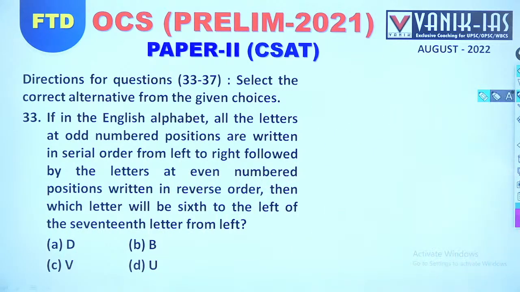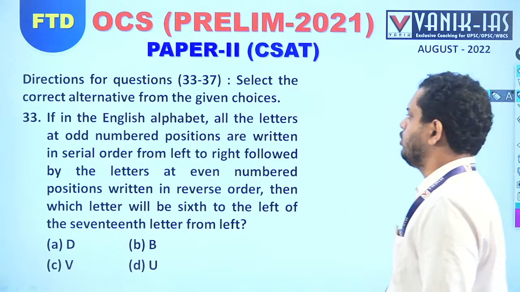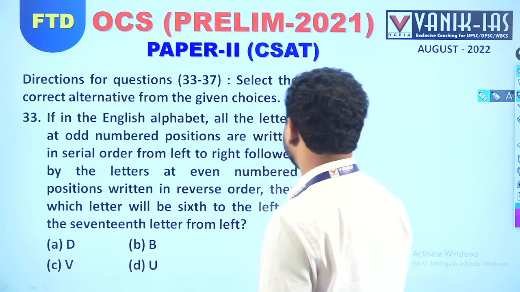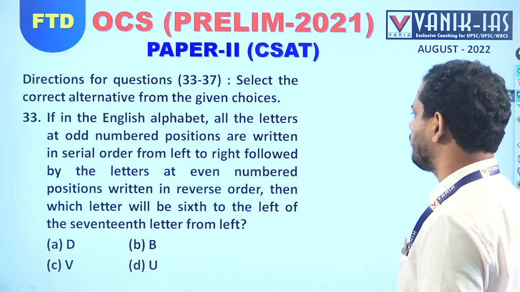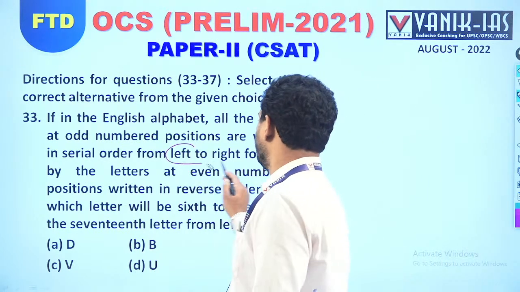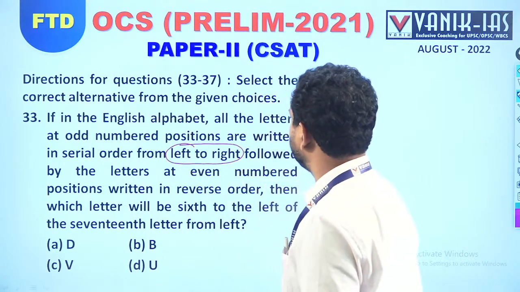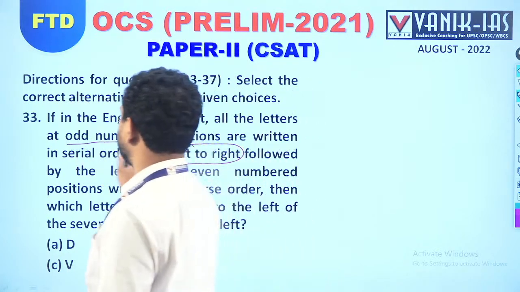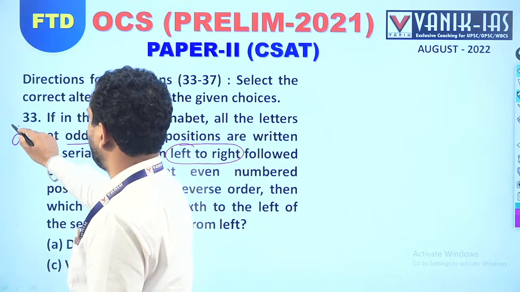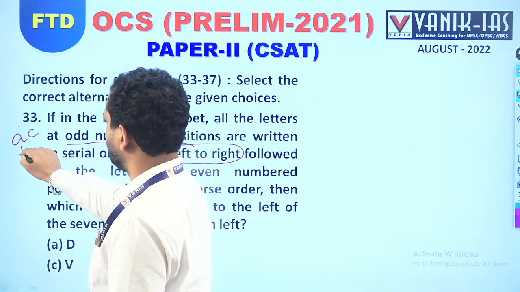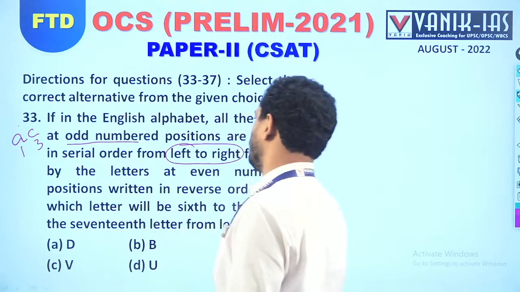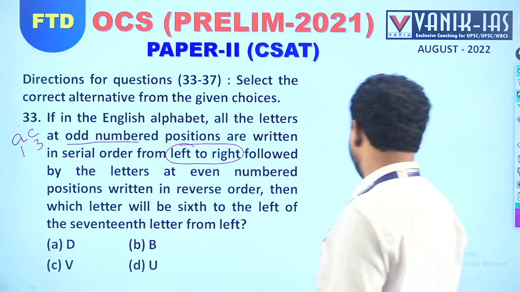Alphabetical problem: if in the English alphabet, all the letters at odd number positions are written in serial order from left to right. So, what are the odd numbers, friends? Odd numbers means starting with A, 1, then C. These all are odd numbers: 1, 3, 5. So, I have to write it down.